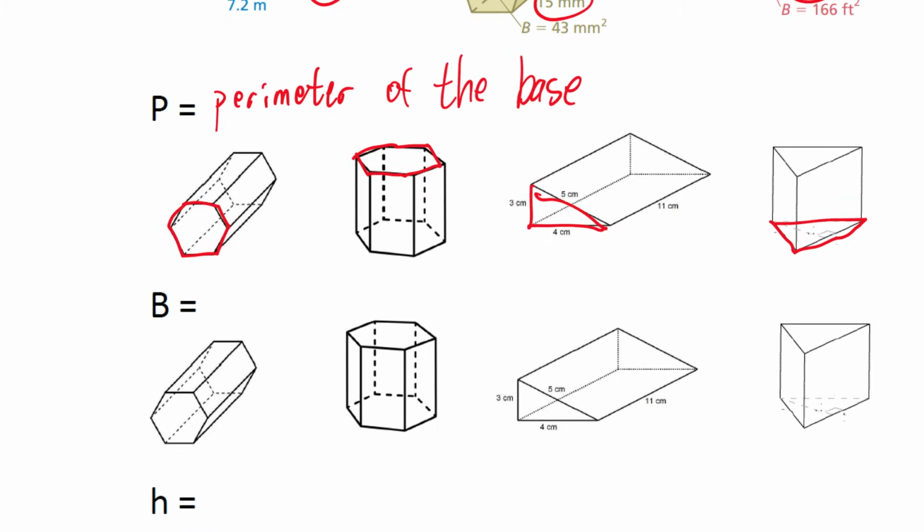Okay, what does the capital B stand for in these formulas? It stands for area of the base. So on this one, I'll be looking for the area of this hexagon. This one, I'll look for the area of this hexagon. On this one, the area of this triangle. On this one, the area of this triangle.